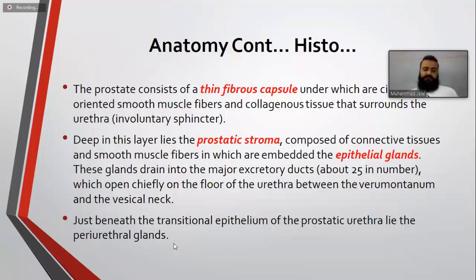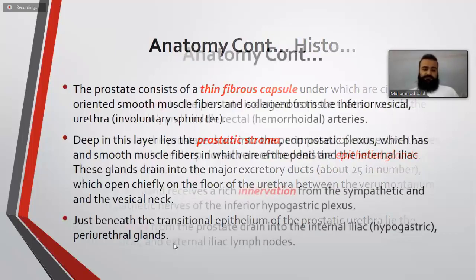Prostate consists of a thin fibrous tissue, circularly oriented smooth muscle fibers and collagenous tissue that surround the urethra. Deep in this layer lies the prostatic stroma composed of connective tissues and smooth muscle fibers, which are related to the epithelial plane. Just beneath the transitional epithelium of the prostatic urethra lies the periurethral plane.